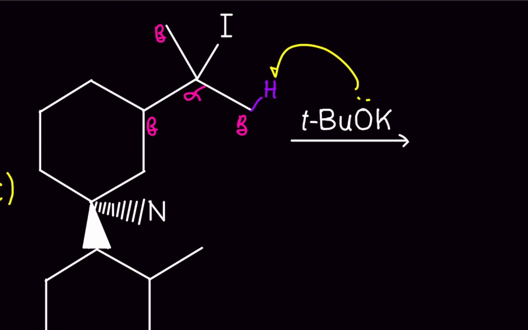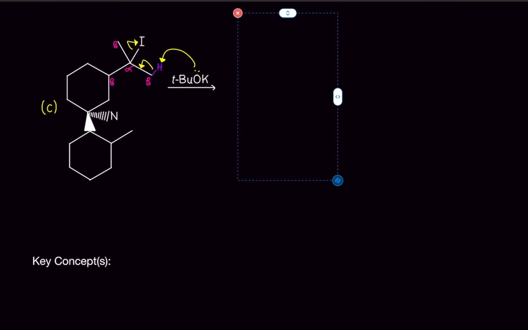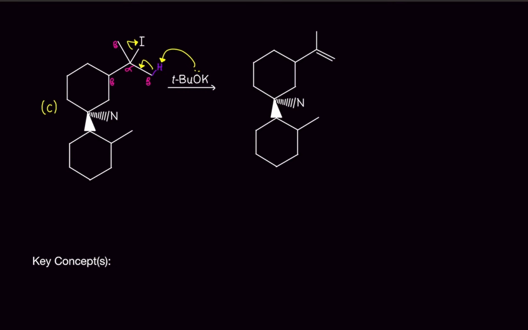So we sacrifice the hydrogen. This goes here, right, to form the double bond, and we kick out the iodine. We are left with this answer, right, with the double bond forming right there, and the halogen is now gone.